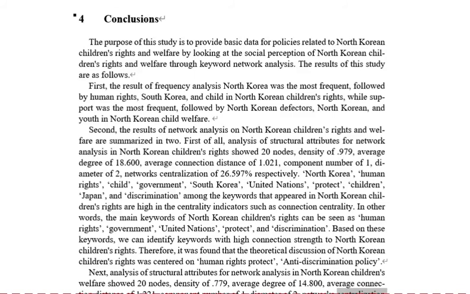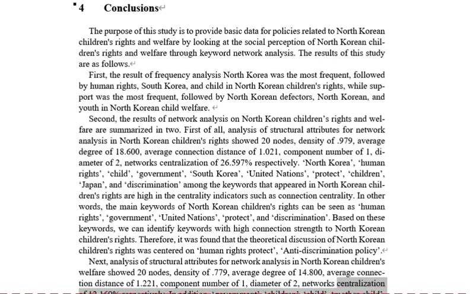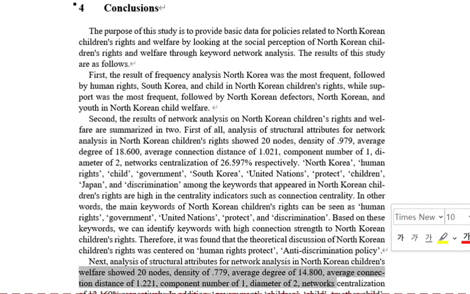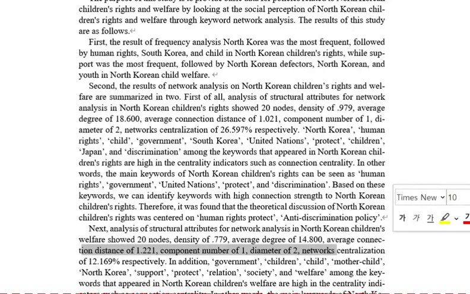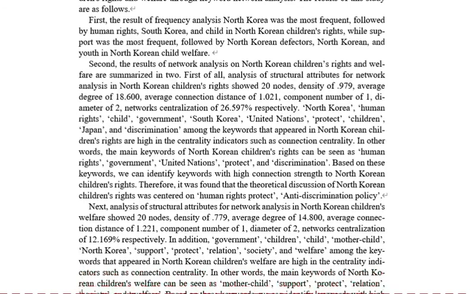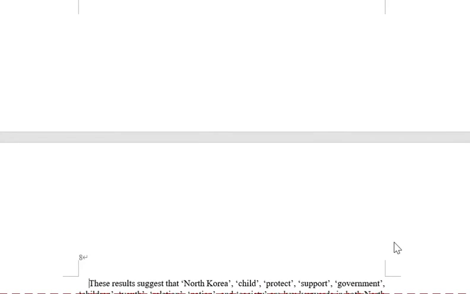In other words, the main keywords of North Korean children's rights can be seen as human rights, government, United Nations, protect, and discrimination. Based on these keywords, we can identify keywords with high connection strength to North Korean children's rights. Therefore, it was found that the theoretical discussion of North Korean children's rights was centered on human rights protection and anti-discrimination policy.